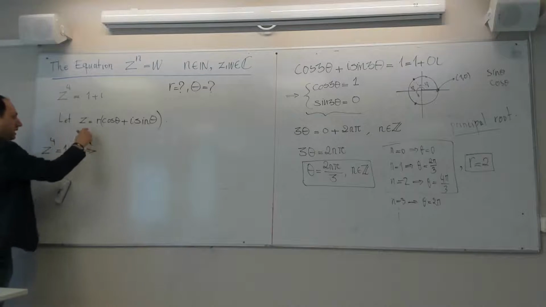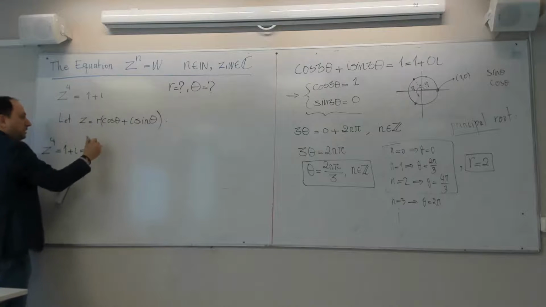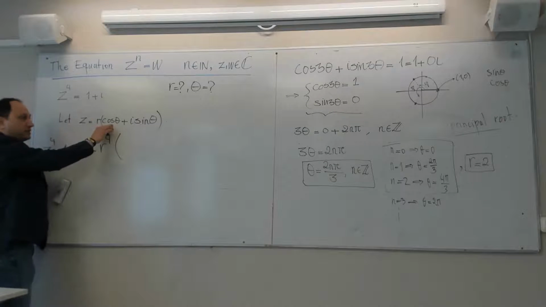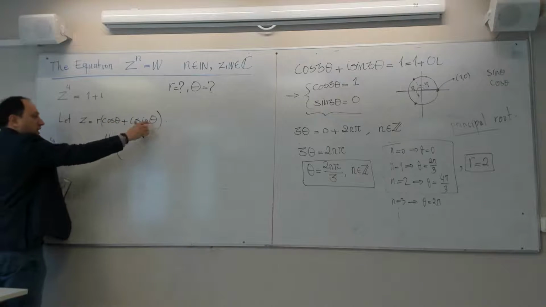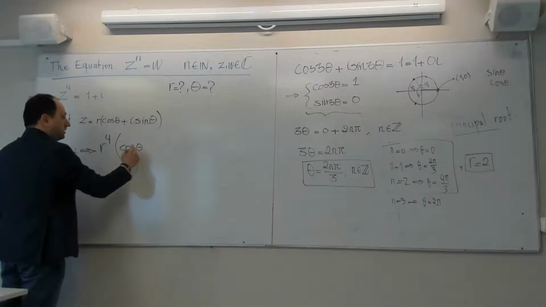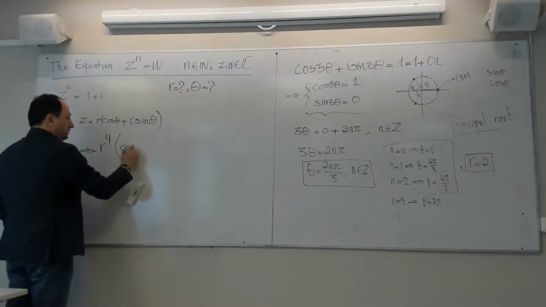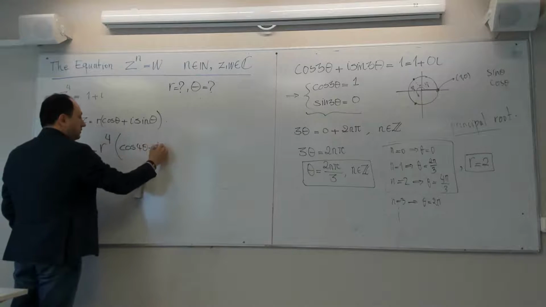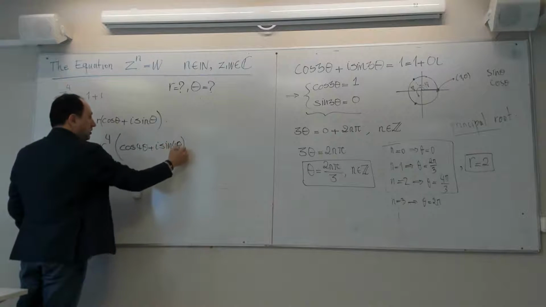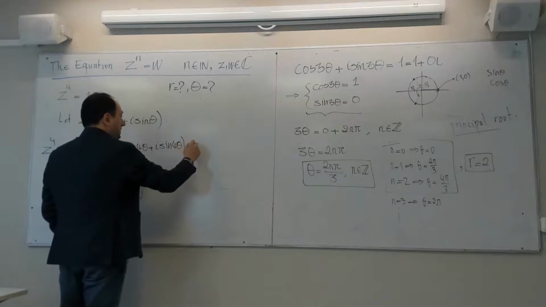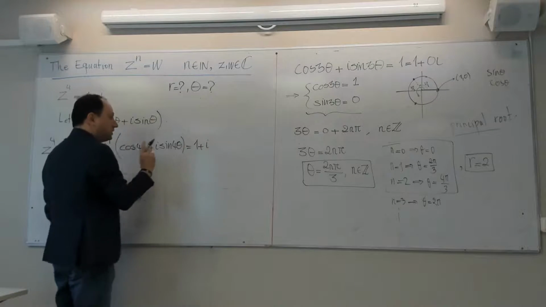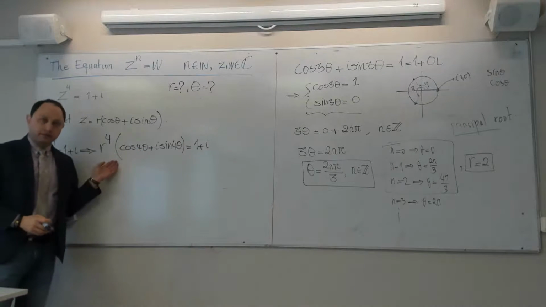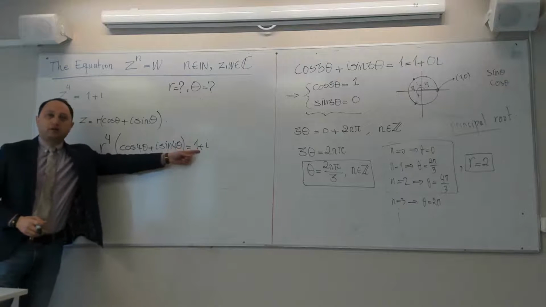So this would imply that I raise this to the power 4, it becomes r to the 4. Let me not repeat these things. According to De Moivre's formula, I just multiply by 4 here. So it becomes cosine 4 theta plus i sine 4 theta, equal to the right-hand side, which is 1 plus i. This is crucial to understand the logic. I have a complex number on the left. I have a complex number on the right.